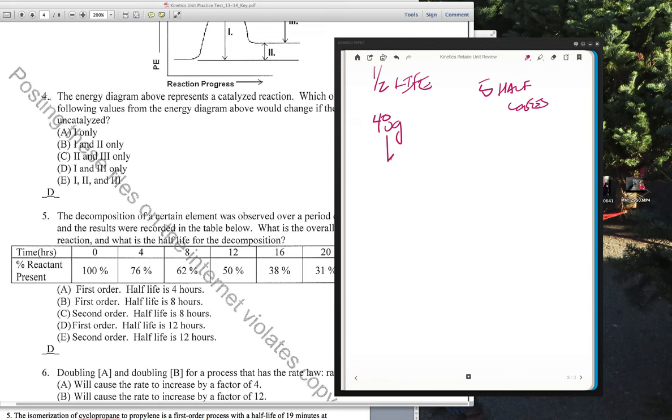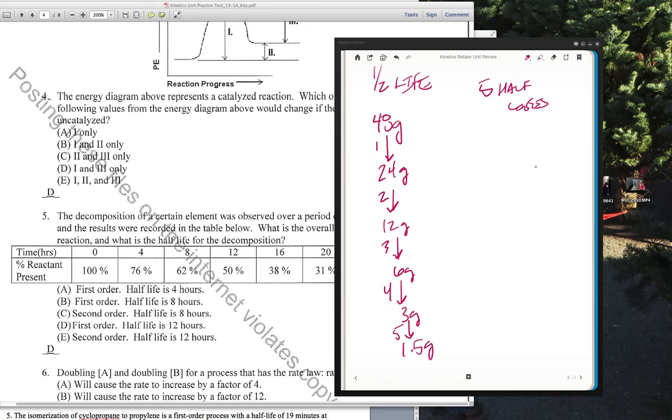What that means is that after one half-life, this goes to 24 grams. After a second half-life, it goes to 12 grams. After a third half-life, it goes to 6 grams. The fourth half-life gives you 3 grams. And finally, the fifth half-life gives you 1.5 grams. All I did was divide by 2 a bunch of times.